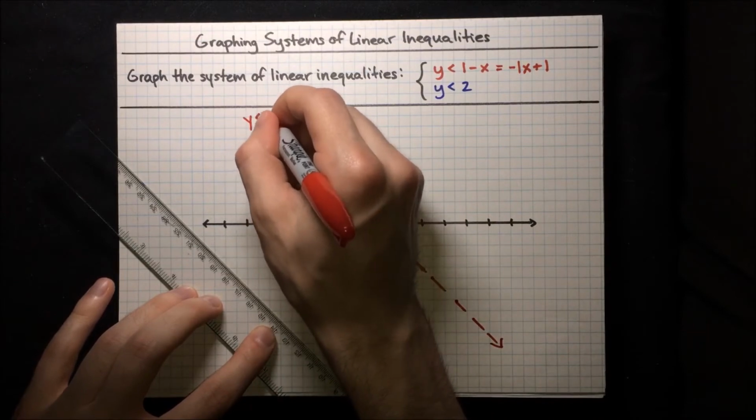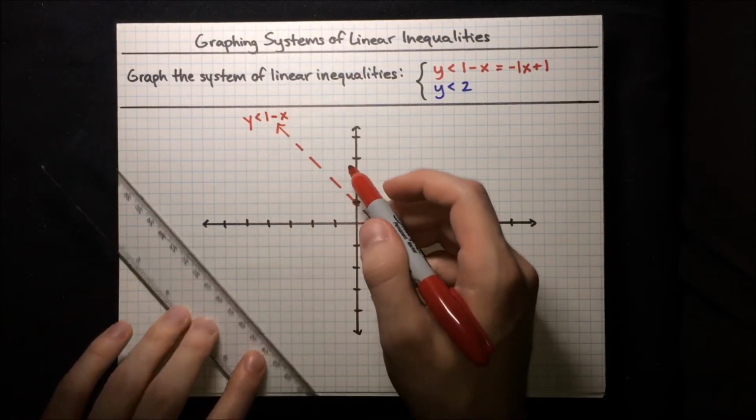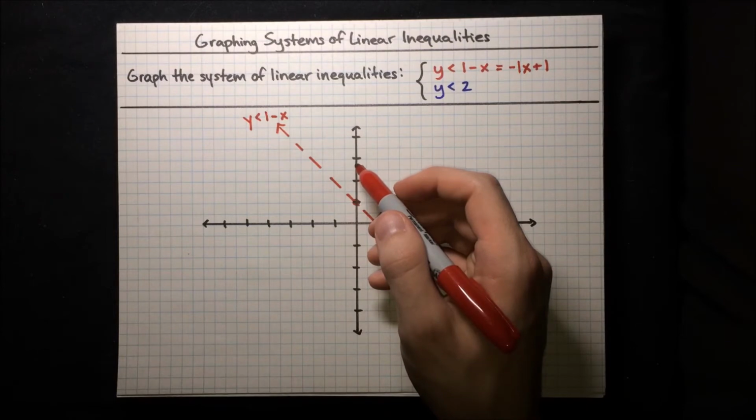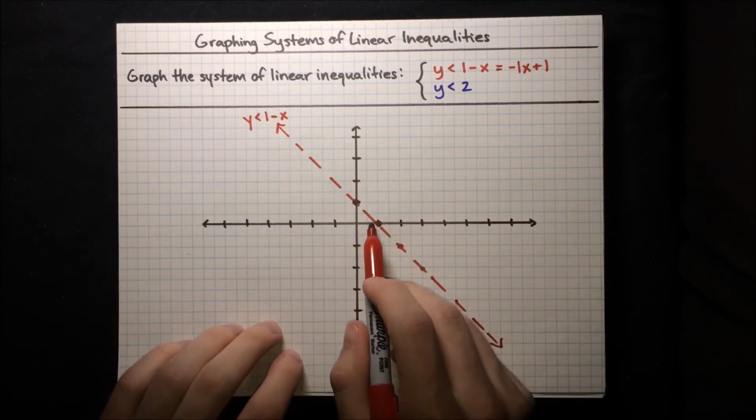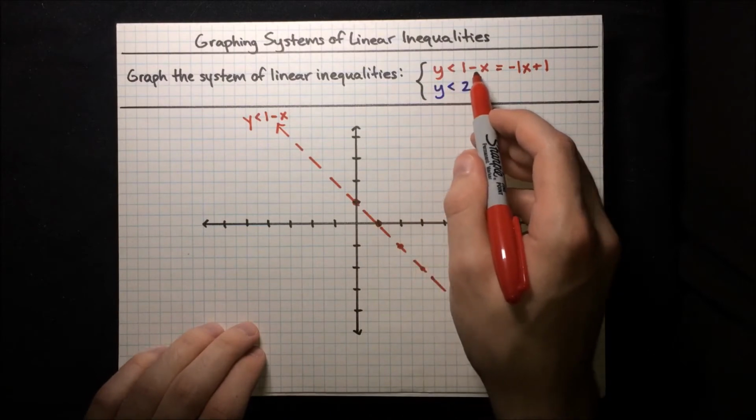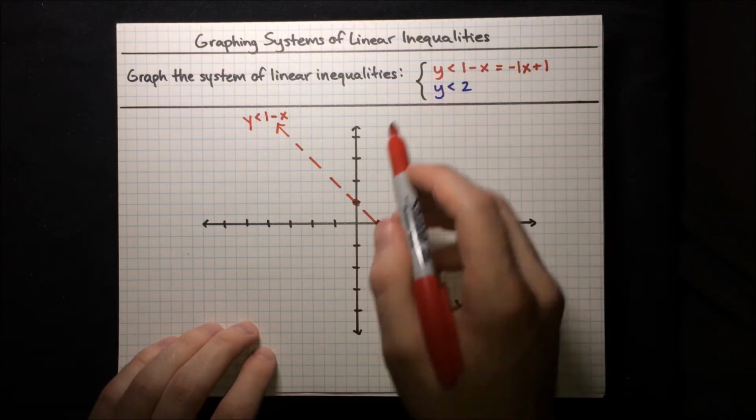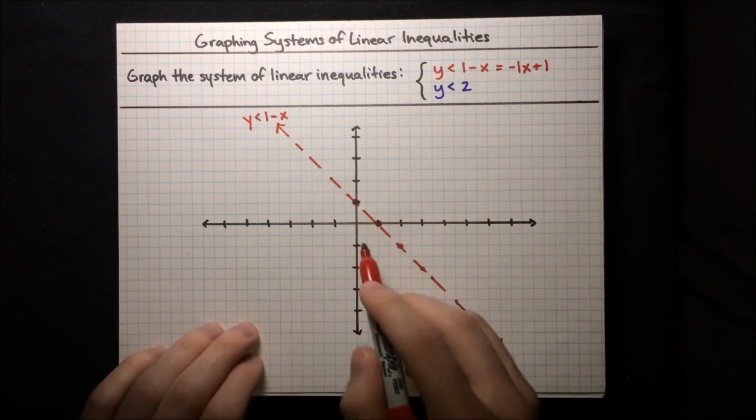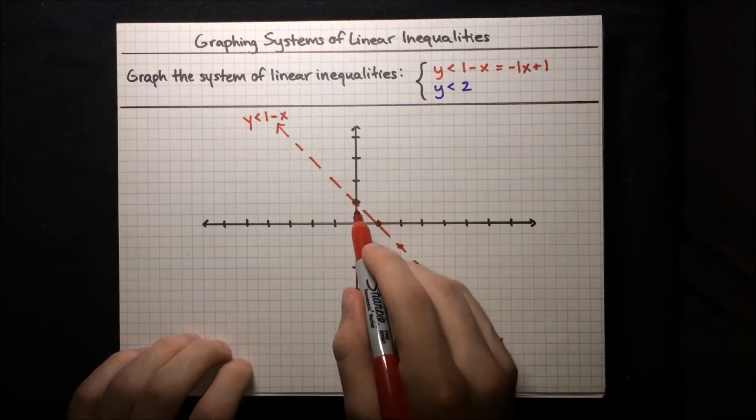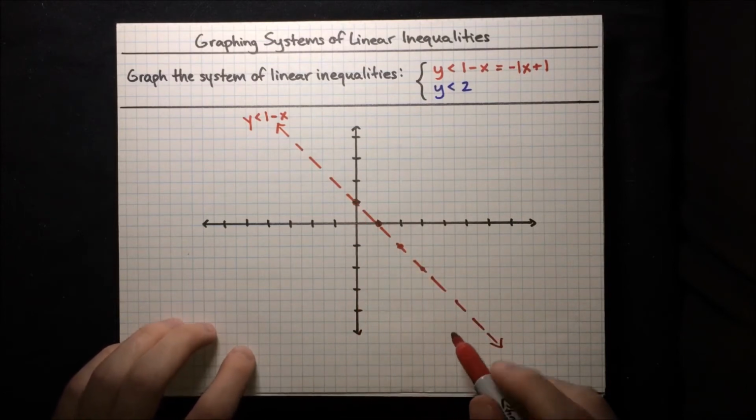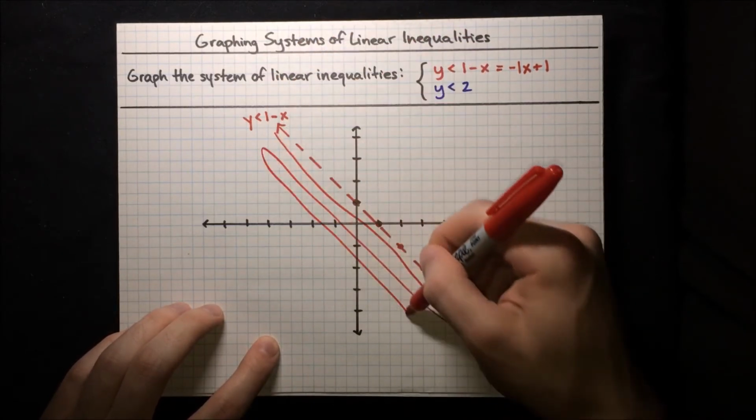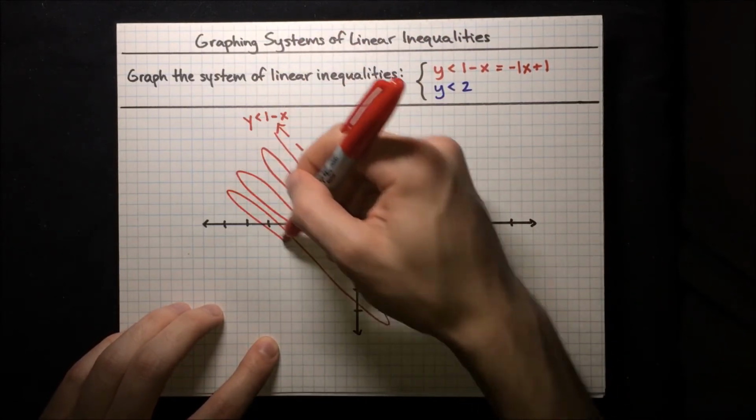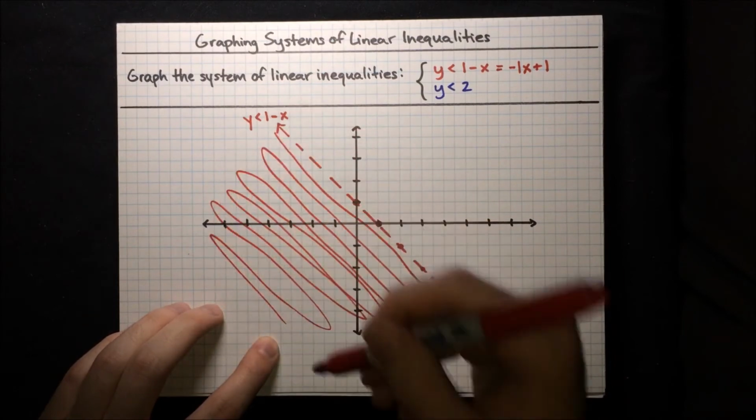y is less than 1 minus x, and we have to do shading here to indicate which side of this line contains the solutions to this inequality. So y is less than 1 minus x. Y is less than means y is lower than the line, because we want all the y coordinates that are more negative than the line. So let's go ahead and shade lower than the line here. So that's about over here.